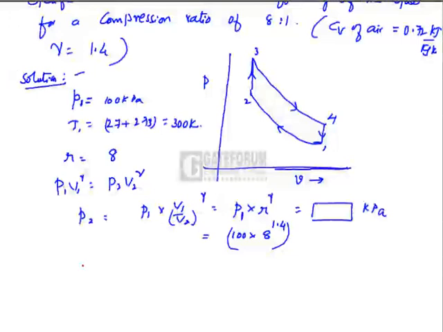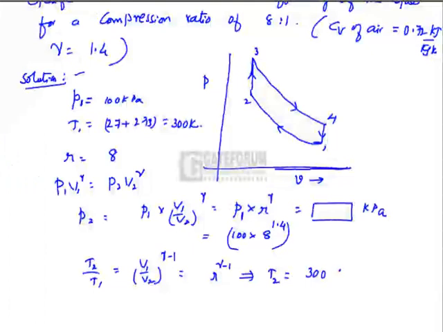And the temperature T2 also could be calculated like this. T2 by T1 is equal to V1 by V2 whole power gamma minus 1, that is R to the power of gamma minus 1, implies T2 is equal to 300 K into 8 to the power of 1.4 minus 1. We can obtain that T2 also in Kelvin scale, that is the temperature after isentropic compression.